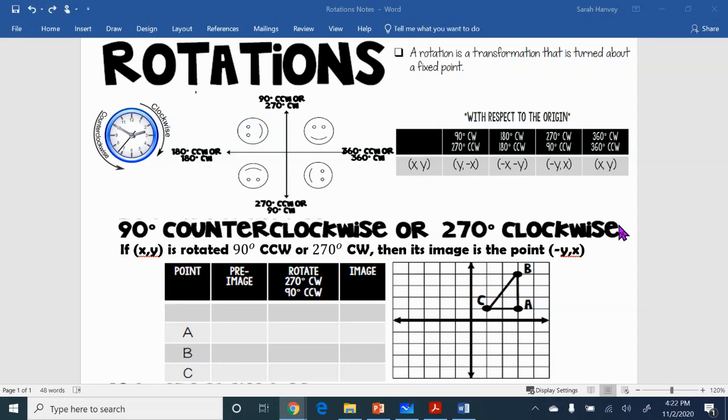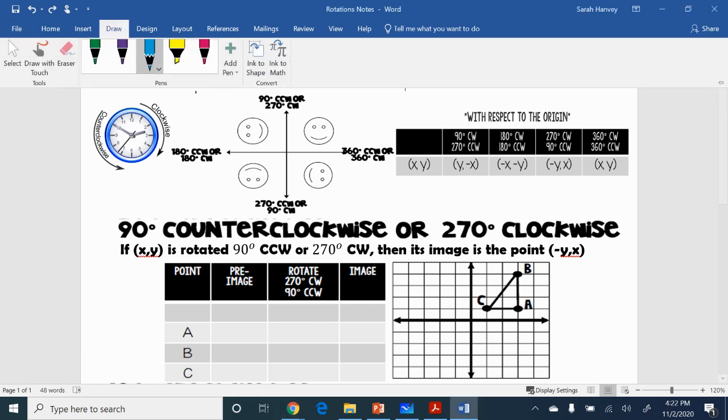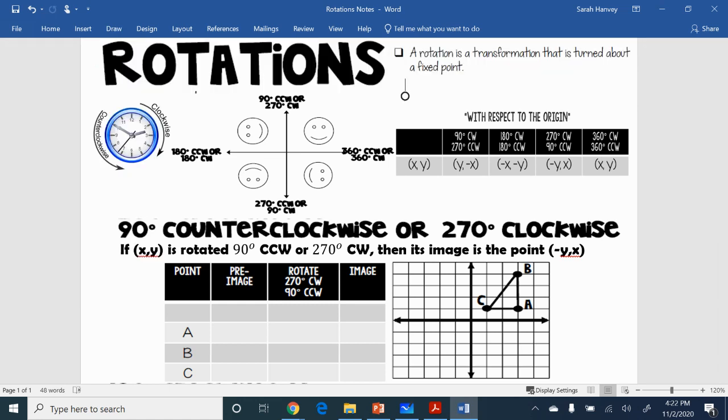All right, today we're going to talk about rotations. A rotation is a transformation that is turned about a fixed point. And for this class, we're going to focus on just transformations about the fixed point, which is going to be the origin. And the origin, just so you know, is the point (0, 0). So our focus is just to do rotations around the origin, and that origin is that point right here in the middle.